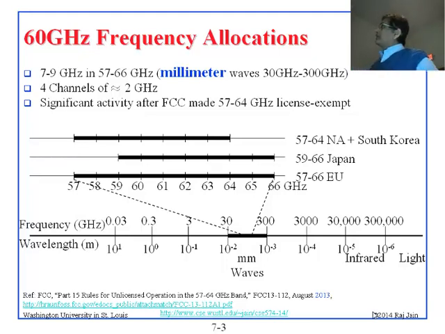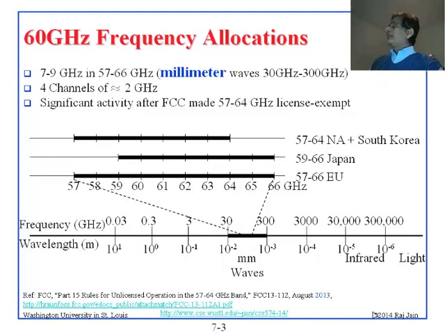And so in America we have it from 57 to 64 gigahertz, in Japan 59 to 66, in the EU 57 to 66, and so on and so forth. So you get 7 to 9 gigahertz total. 7 here, 9 there. If you remember the electromagnetic spectrum, 30 gigahertz is 10 millimeter and 300 gigahertz is 1 millimeter. You can do the wavelength to frequency translation. So this is between 1 and 10. That's why it is called millimeter waves. Okay? Light is here, infrared is there.